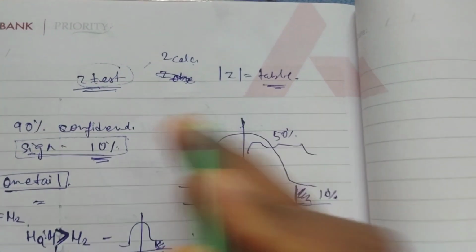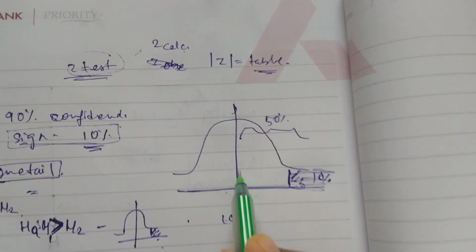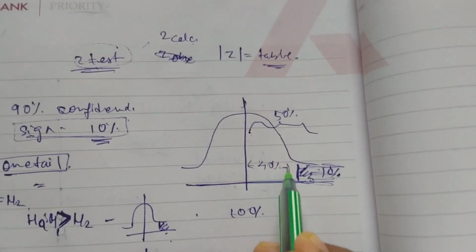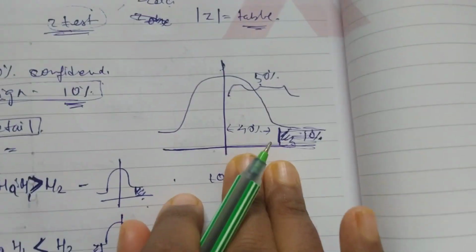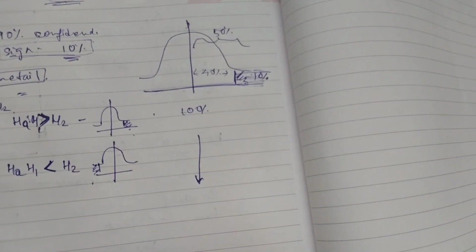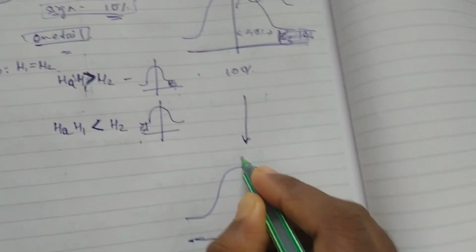So 50% this side, 50% this side. So if this area is 10%, this area will be 50 minus 10, that is 40%. Okay, this is in terms of percentage, but you have to write in terms of decimal. So we will again make a graph and put a line.